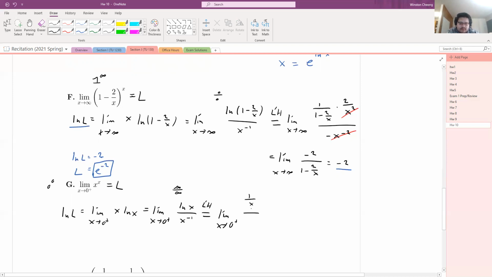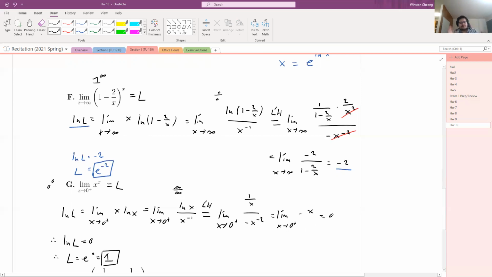Okay, then this is going to give me 1 over x here, negative x to the negative second there. And then if you just imagine multiplying top and bottom by x squared, you're going to get x on top and, well, negative on the bottom. So there you go. And so the whole thing we got is ln of L is equal to 0. And so L is equal to e to the 0, which is 1.